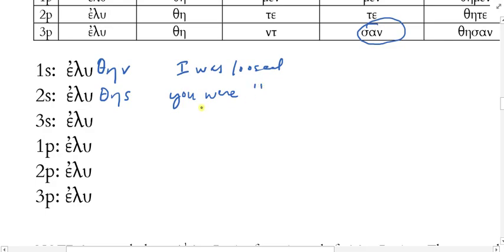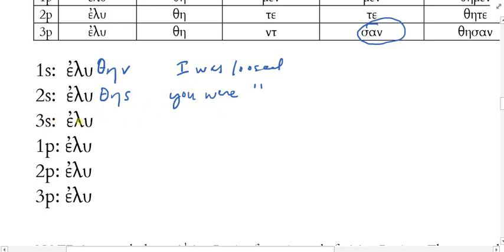Now, do not get this theta, eta, sigma here on the second singular first aorist passive indicative confused with the theta, eta, sigma of another tense that you are learning, which is the future passive. Remember that tense formative is theta, eta, sigma. The sigmas are doing different things here. This sigma is the personal ending, future passive, theta, eta, sigma. That whole thing is the tense formative.